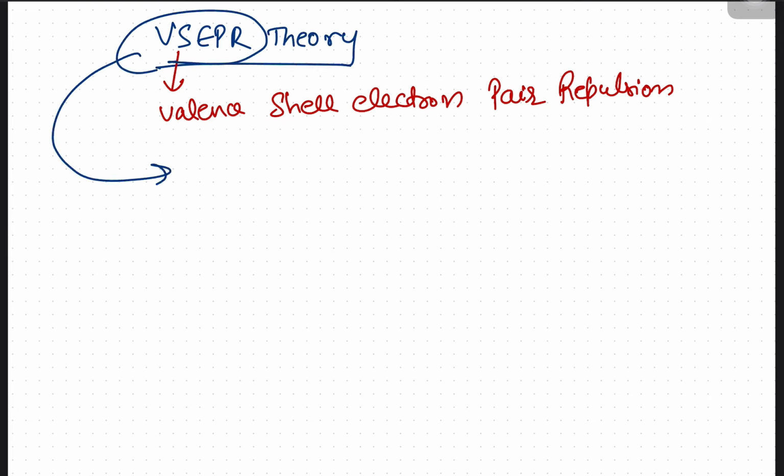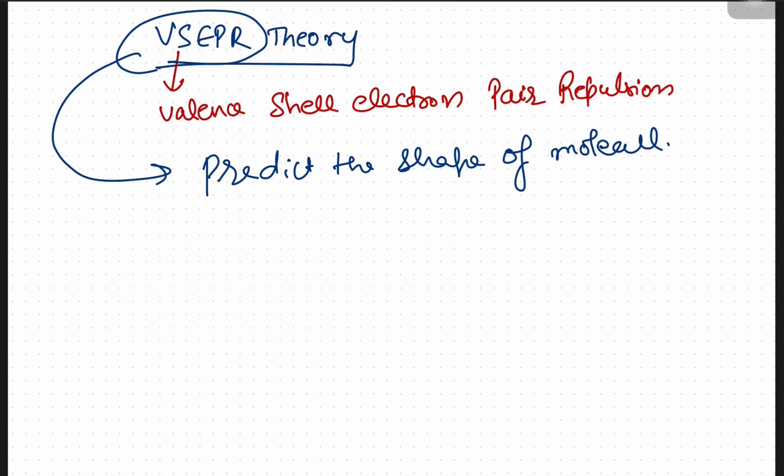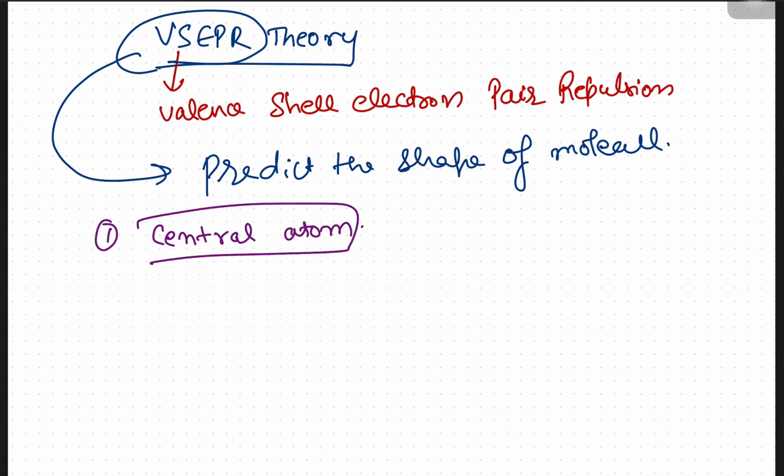It helps to predict the shape of a molecule. Now there are 2-3 main postulates of VSEPR theory according to which we will draw the shape of the molecule. So the first postulate is that in a compound we consider one atom as a central atom and the other atoms are linked to this central atom through a bond.